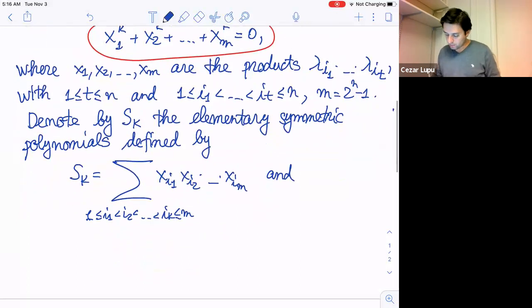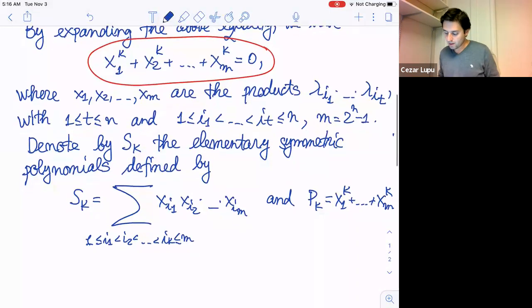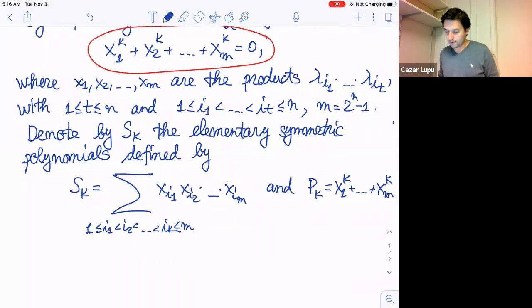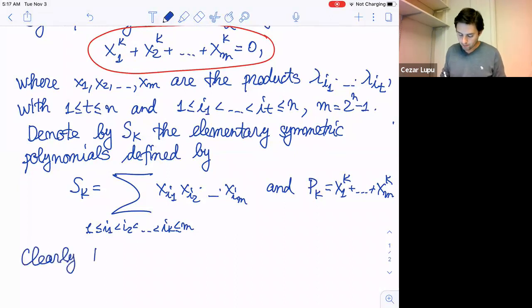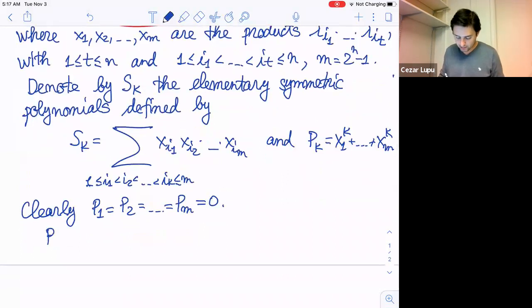And in this case, we'll also define p_k to be x_1 to the power k plus all the way to x_m to the power k, right? Well, it's quite clear that p_1 is the same as p_2, and it's equal all the way to p_m, and it's 0, right? And now we're going to apply Newton's identities.